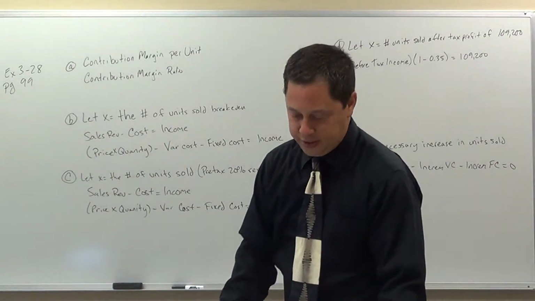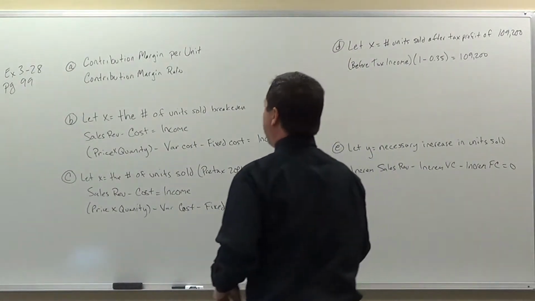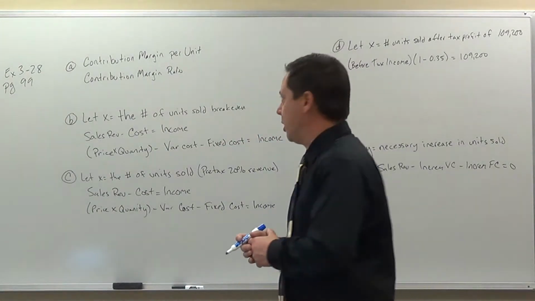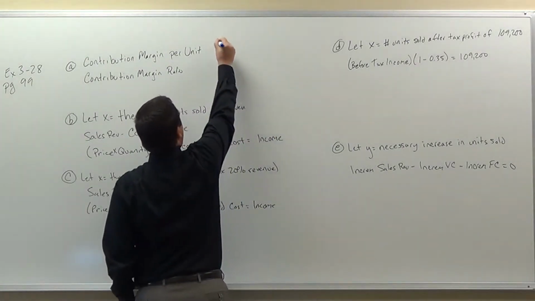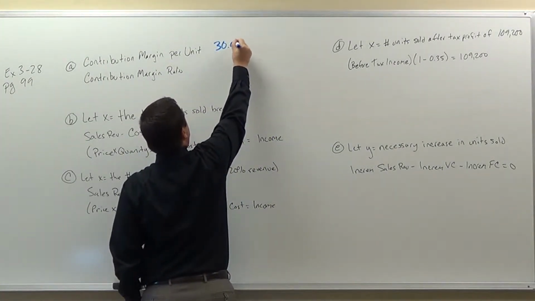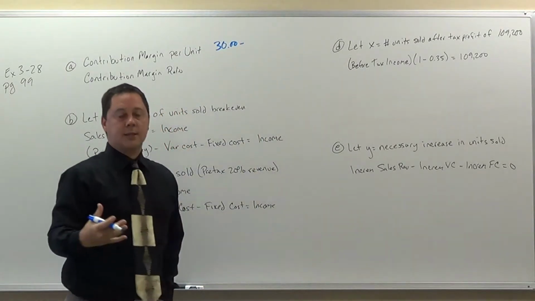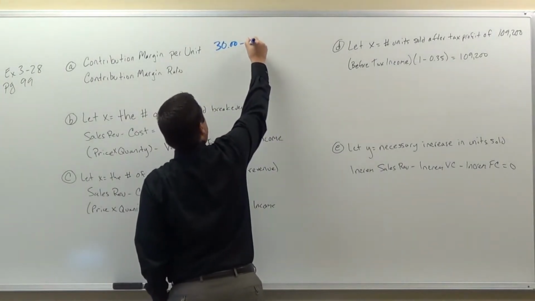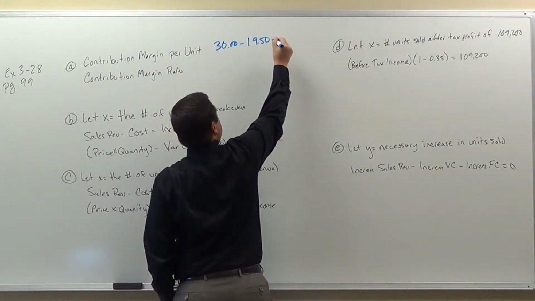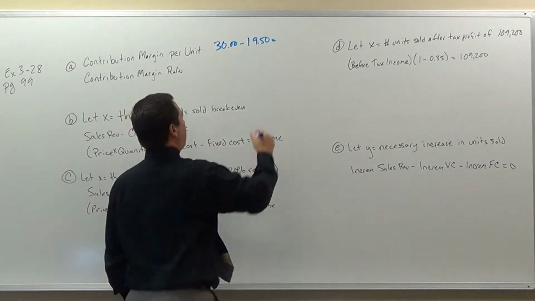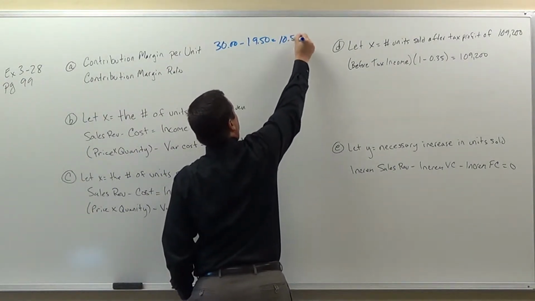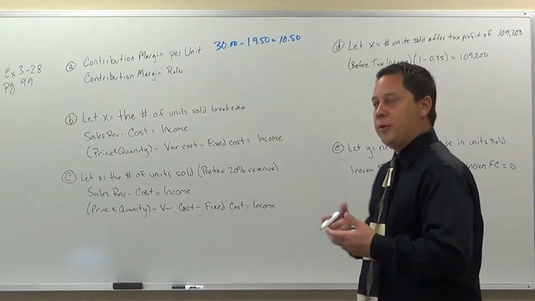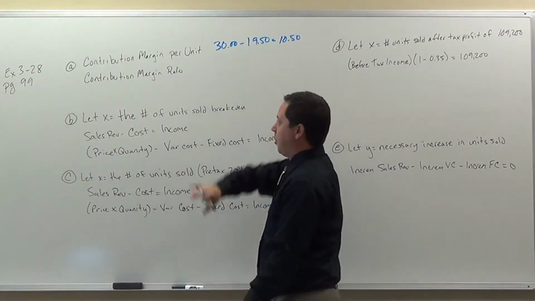So what we're going to do here is take a look at how to figure that out. If you remember, I just stated that the sales price per unit is $30. So that's what I'll have here, $30, and then I will take away the variable cost, which was $19.50. So I take those two away, now I have $10.50. That is now my contribution margin. Remember, that is the sales price minus the variable cost. That will give you a contribution margin. So that's what we have here.